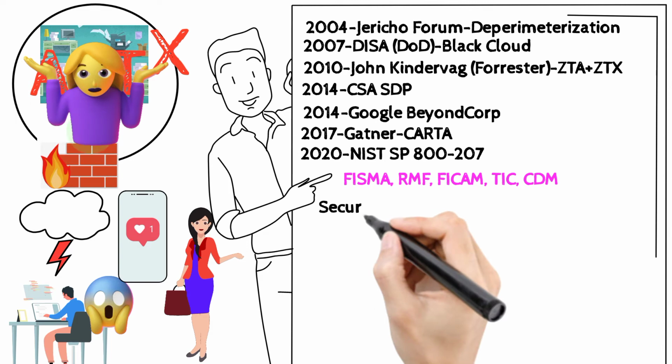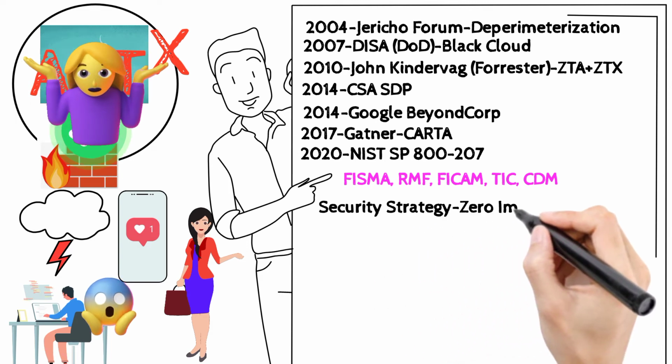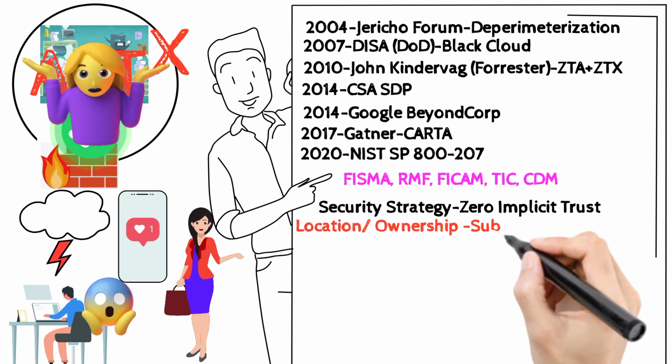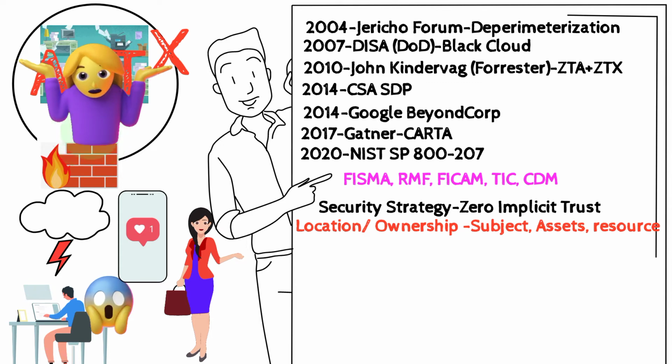So zero trust architecture is a security strategy based upon principles related to resilient system design and operations. And there is zero inherent or implicit trust based upon the location or ownership of an asset, and security is applied consistently on subjects, assets, and resources. So if a subject or a user is a local user or a remote user, the security will be applied as per the organization policies, and if there is a change in the location of a user, then the security will be applied again.